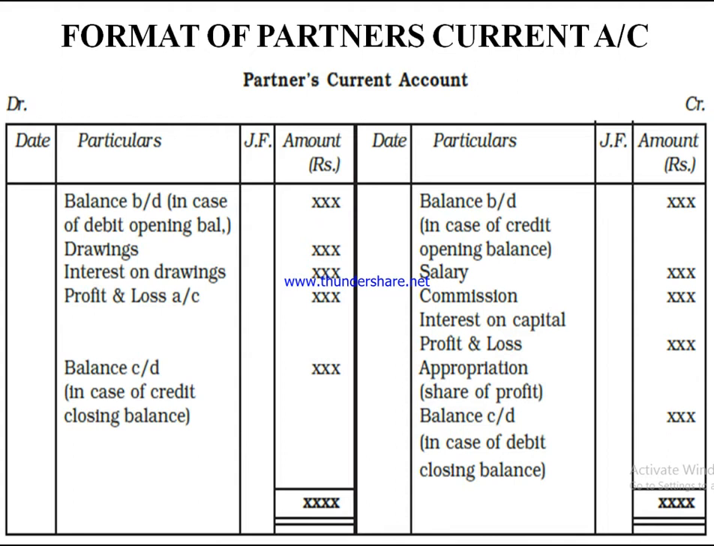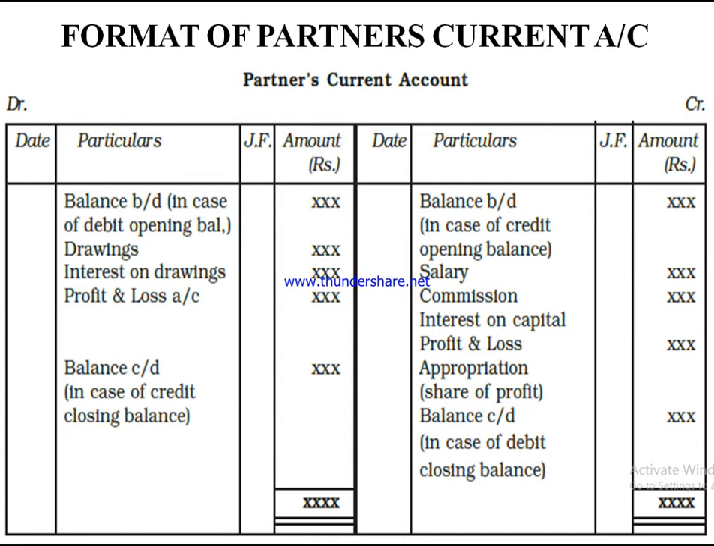Drawings. When the partner makes drawings, the partner has to pay back that amount to the business. So it's a kind of expense for the partner. So the drawings should be shown on the debit side of the current account. Next, interest on drawings. Along with the drawings, the partner also has to pay some interest on the drawings. Again, it's an expense to the partner, so it is shown on the debit side.